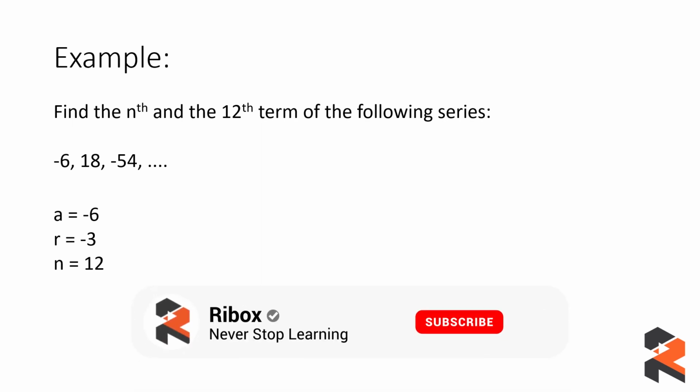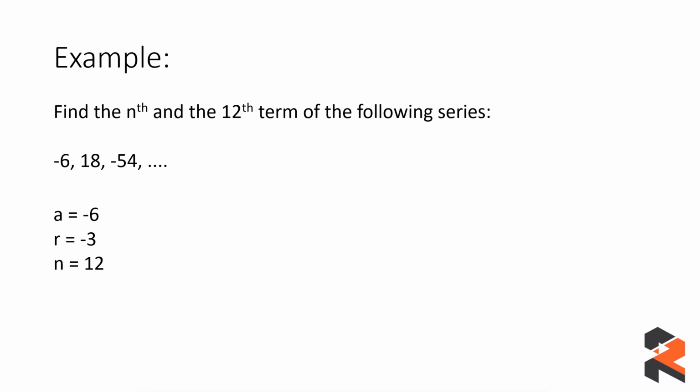So if you divide 18 by 6, you will get minus 3. If you divide minus 54 by 18, you will get minus 3. So our ratio is minus 3 in this case. And we have n is equal to 12 for the second part of our question.